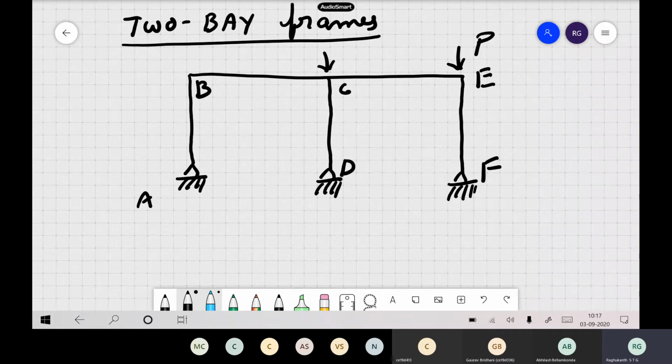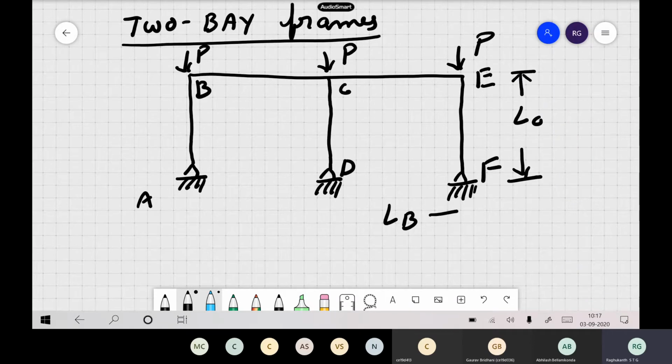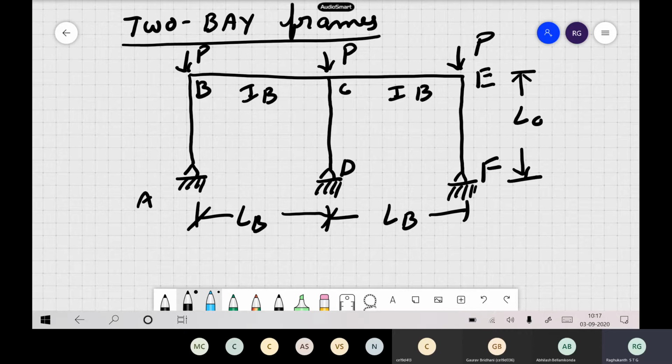This is also load P, and this is also load P. Let us say this is LC, so the height of all the columns is LC. Then the length of all the beams is LB, this is also LB. For beams it is IB, the moment of inertia, and for columns IC, IC, and then IC. So this is a two-bay frame; how is it going to buckle?